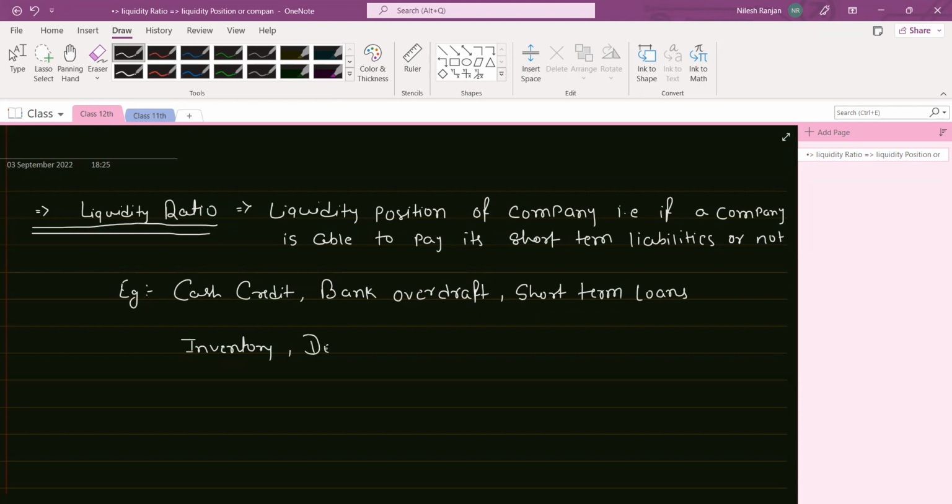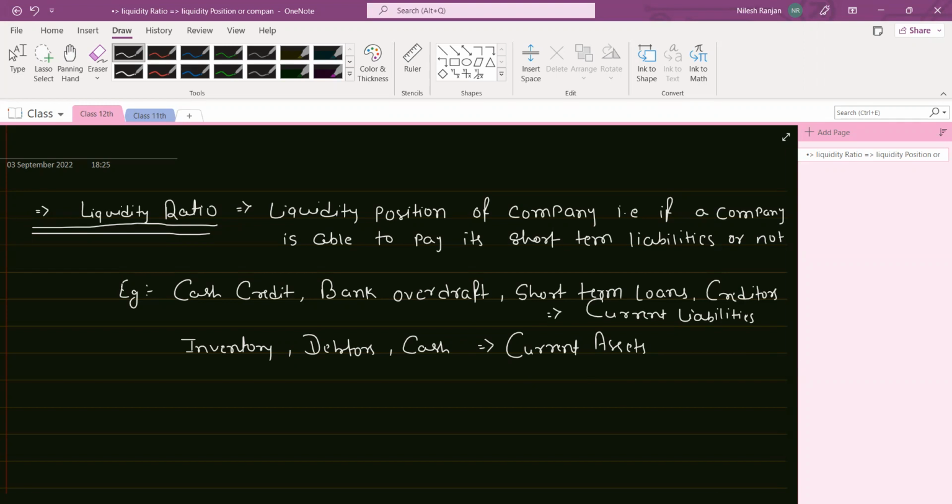debtors, cash. These are our current assets, and these are our current liabilities, creditors. Now we have to establish the relation between current assets and current liabilities in the liquidity ratio.